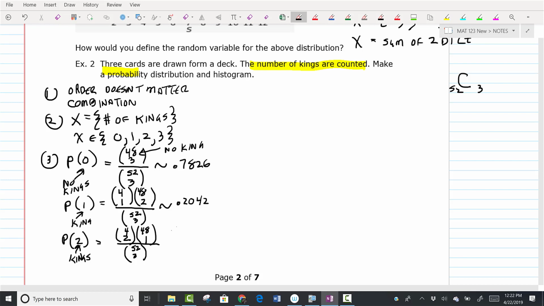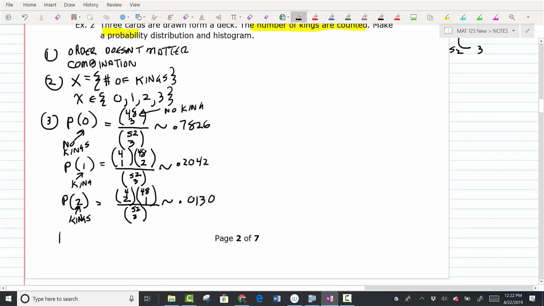Now if you work that out, this is less likely. So you're less likely to get 2 kings. When I did this, I got 0.0130. So about 1.3% of the time, you would get 2 kings. That's highly unlikely. Now let's do the last one. Remember, we're only drawing 3 cards, so it's basically going to go like this.